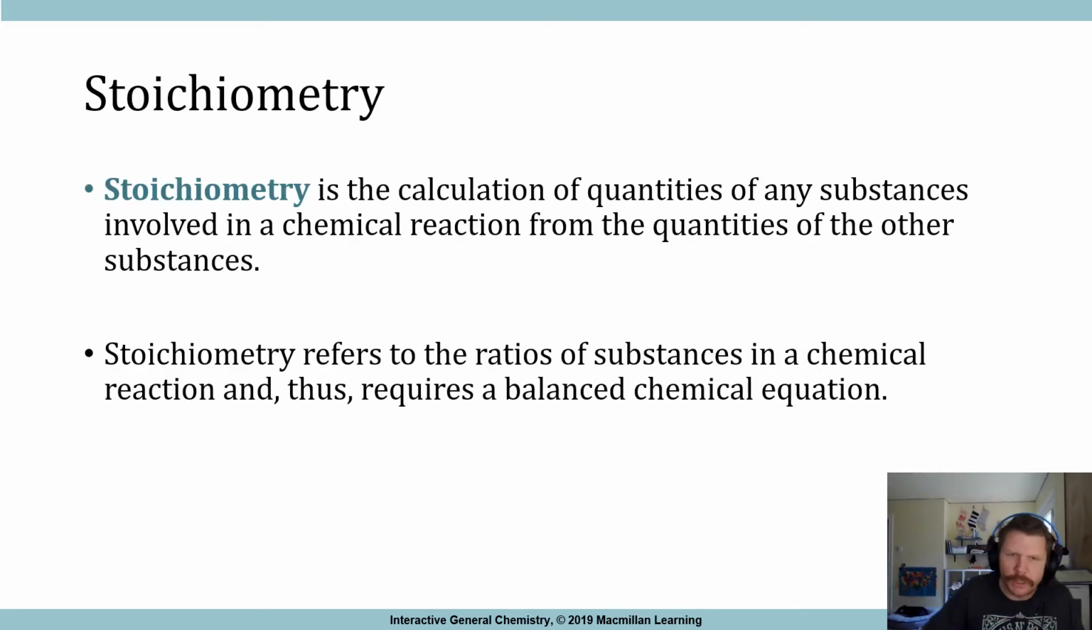Stoichiometry. Stoichiometry is a fun and funny word. It's also the calculation of quantities of any substances involved in a chemical reaction from the quantities of other substances. Stoichiometry refers to the ratios. This is a very important word right here. Ratios of substances in a chemical reaction, and thus requires a balanced chemical reaction. So the fundamental, maybe most important part about working with stoichiometry is having a balanced chemical reaction.